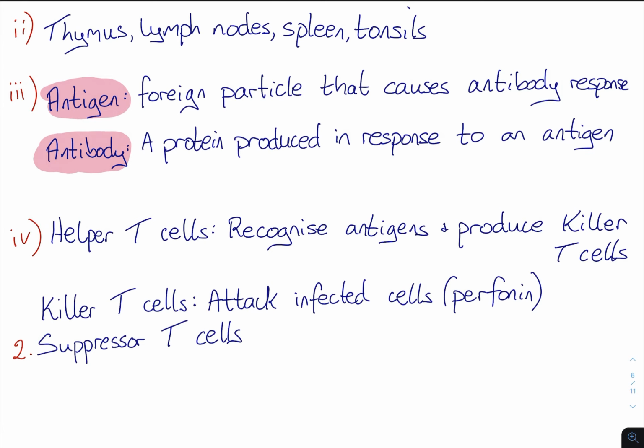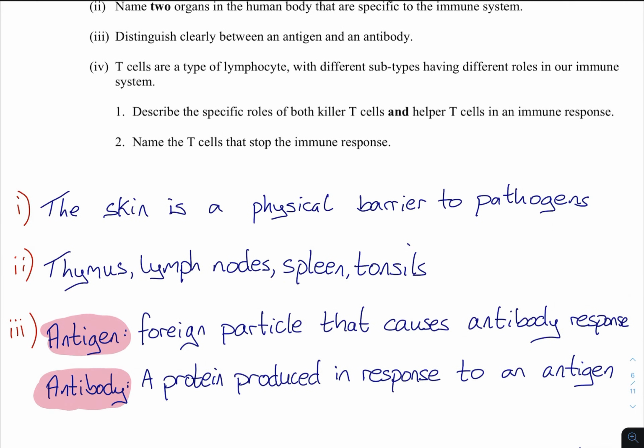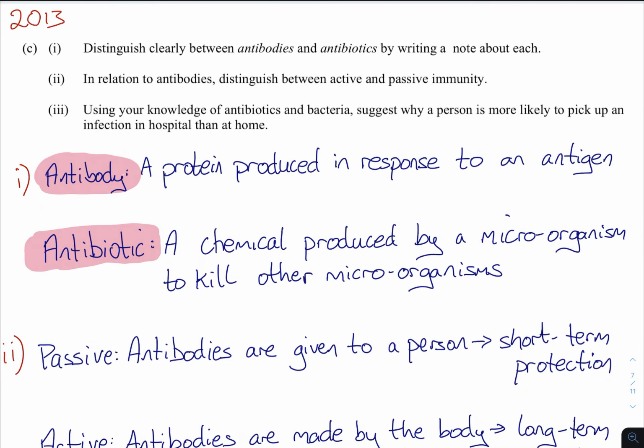Killer T cells attack the infected cells, and suppressor T cells are what stop the immune response. Again, we're seeing the same questions over and over again. Distinguish between antibodies and antibiotics, so I'm not going over that again. In relation to antibodies, distinguish between active and passive. Well, we've been through that again.